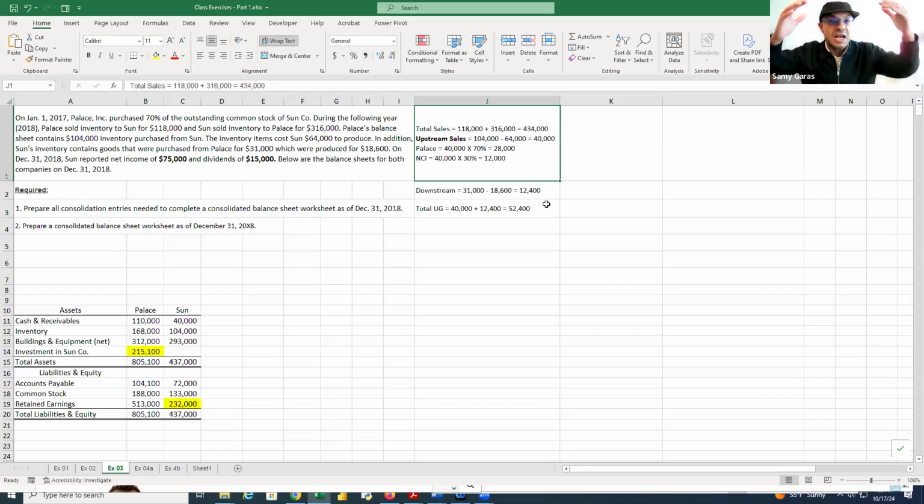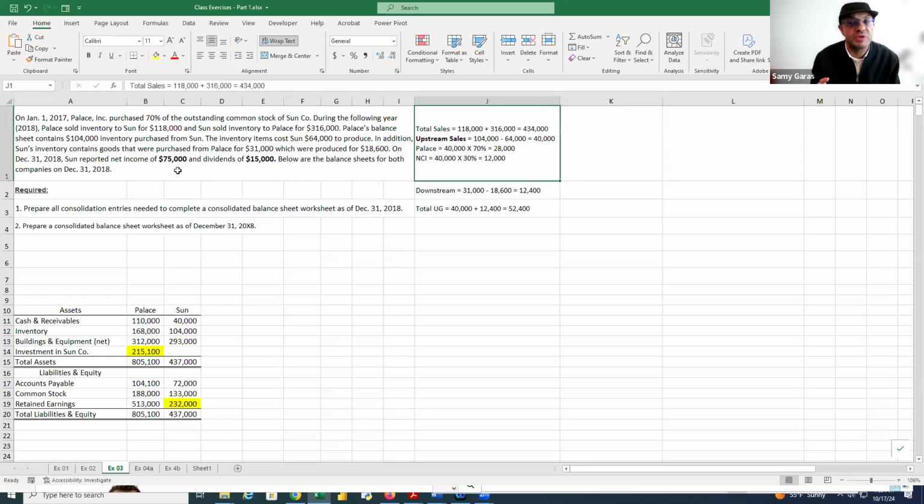If the sales are coming from the parent to the subsidiary, there is no NCI. So I cannot take the 12,400 and divide it between the parent 70% and NCI 30%. Why? Because all the amount belongs to the parent, not the subsidiary. So now we see the total sales that happened, 118 plus 316, and this happened in 2018. And then later on, we can see here that the upstream and downstream sales happened.